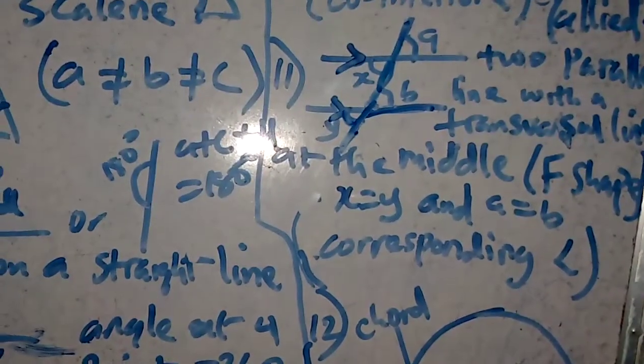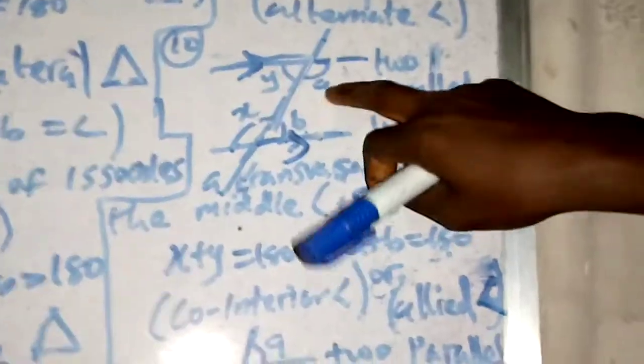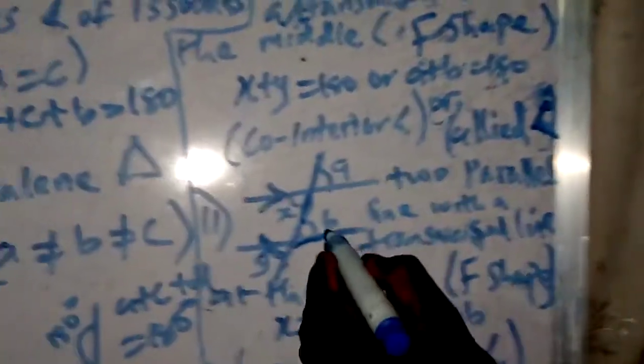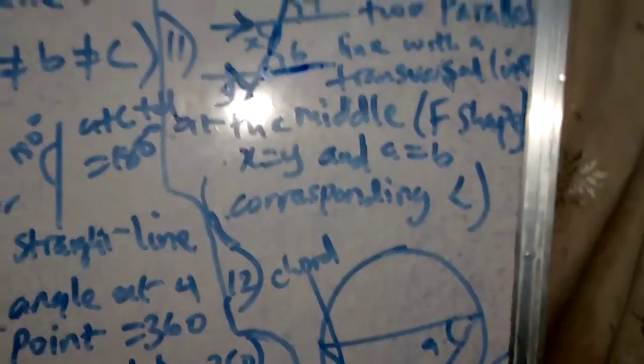The reason is that one is called corresponding angle. There is a difference, so you must know that in co-interior angles both are inside, but in this one, one is outside and one is inside. That is corresponding angle. You call it F shape. Now let us move to the 12th reason.